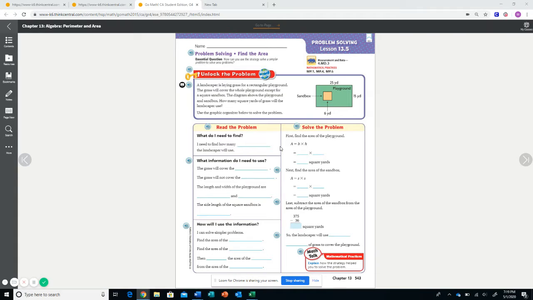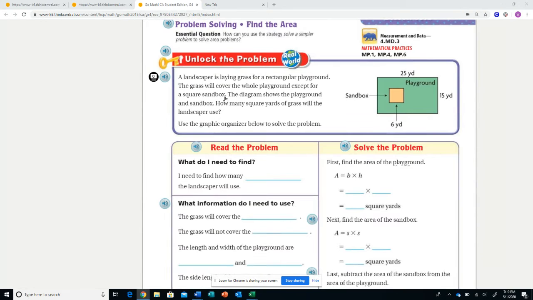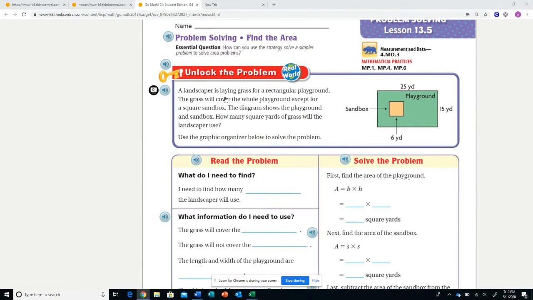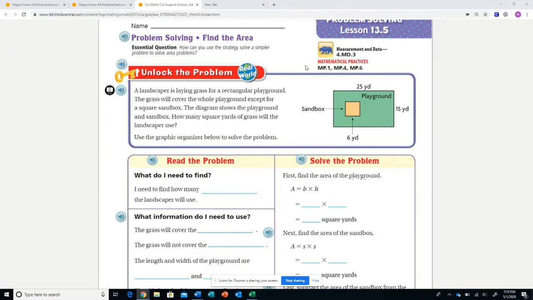Hi, everybody. So we're going to try lesson 13.5. Go Math, chapter 13, lesson 5 on problem solving. And this is on problem solving and finding the area. Our essential question here is how can you use the strategy solve a simpler problem to solve area problems?